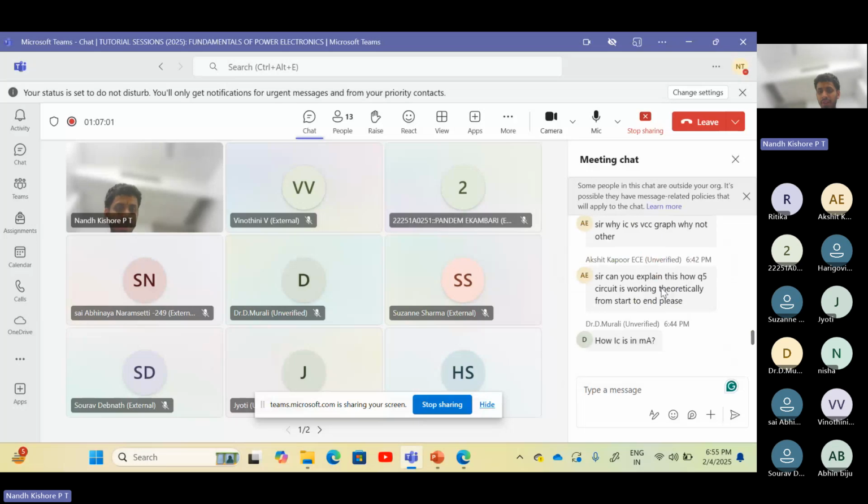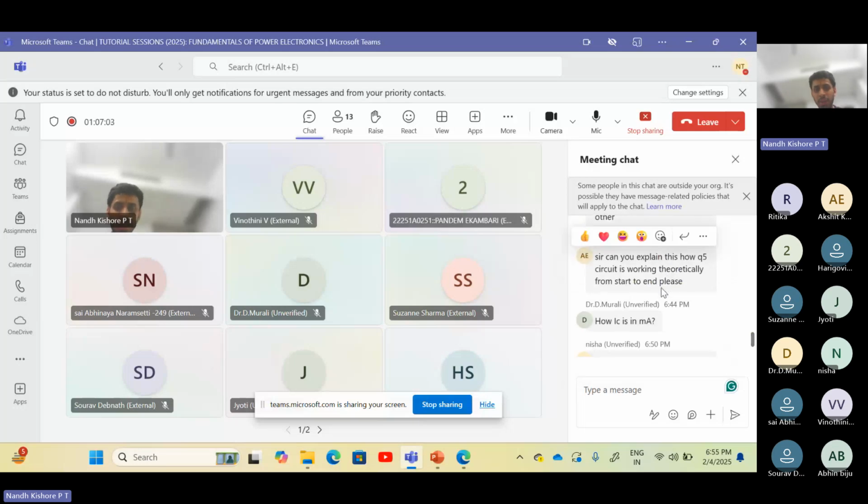So how IC is in milliamps? Yeah, so IC can be in milliamps if it's a signal level BJT. So it may be even around 500 milliamps, 200 milliamps. They are all common values.